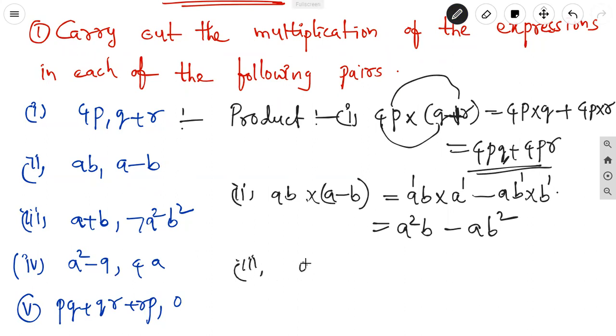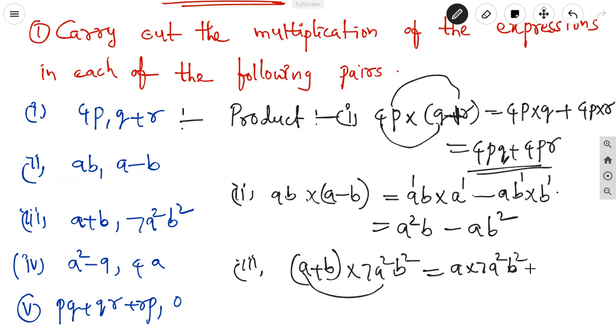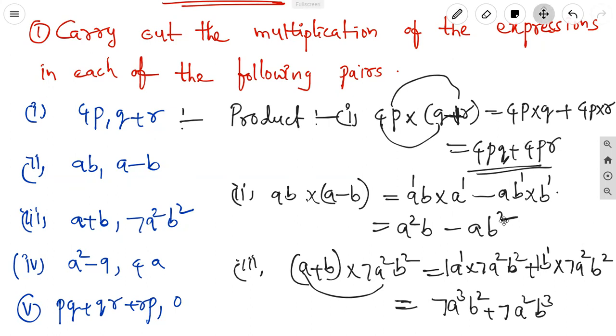Third one, a plus b into 7a square b square. Write the distribution, separate terms: a into 7a square b square plus b into 7a square b square. Here, a power 1 into a square, that is a cube. 1 7s are 7, b square, plus 1 7s are 7, a square. The variable a is only 1. b power 1 into b square, that is b power 1 plus 2 is 3, b cube.